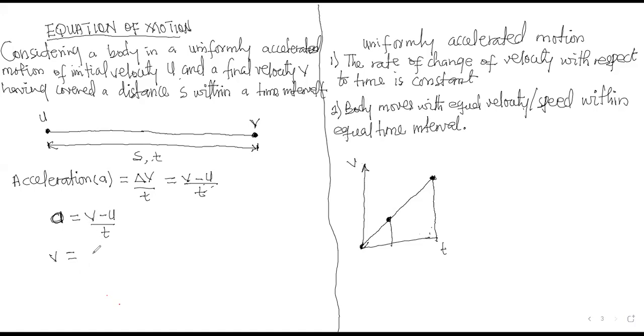Frank. V is equal to U plus AT. So U plus AT. How did Frank get his result? Sir, in making V the subject, you first multiply through by T. T would cancel out. So we have AT or TA is equal to V minus U.